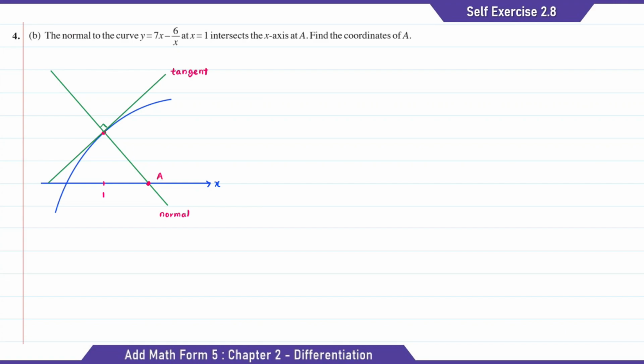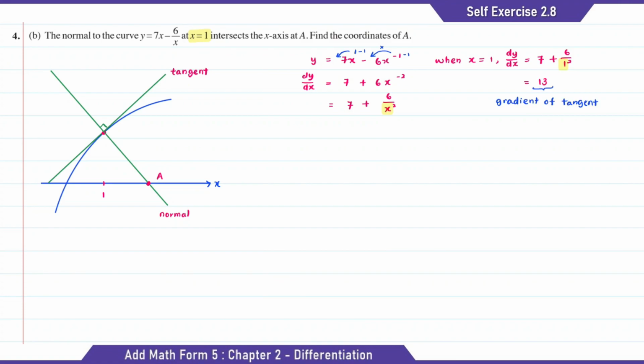So first we can find the dy dx. Then I'm going to write the equations of the curve as y equal to 7x minus 6x to the power of negative 1. Then dy dx is 7 plus 6x to the power of negative 2, which I can write as 7 plus 6 over x squared. To find the gradient of tangent, substitute x equal to 1 into the dy dx. Then 7 plus 6, this is 13. Then next we can find the gradient of normal. So when gradient of normal multiply the gradient of tangent, which is 13, the answer is negative 1. Then the gradient of normal is negative 1 over 13.